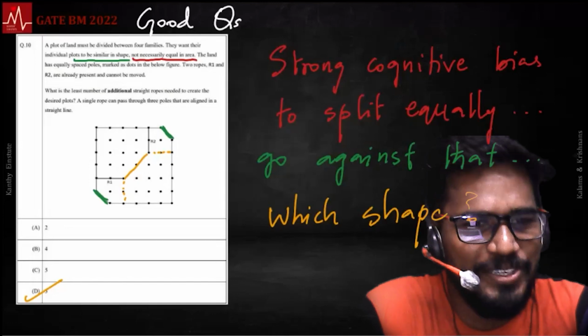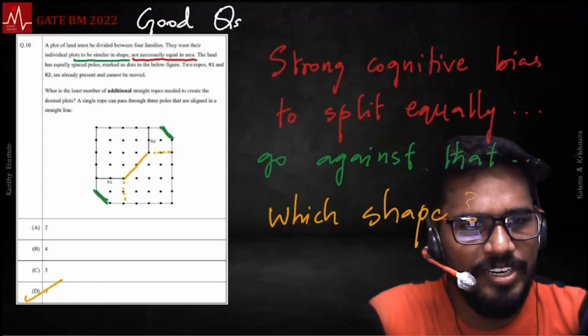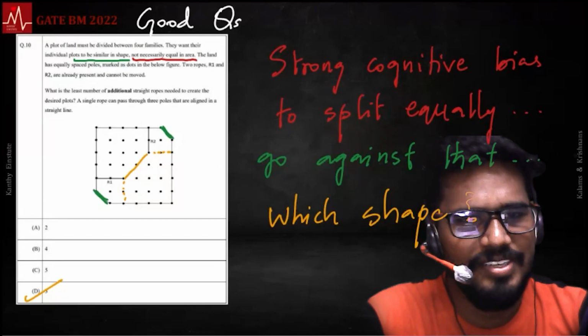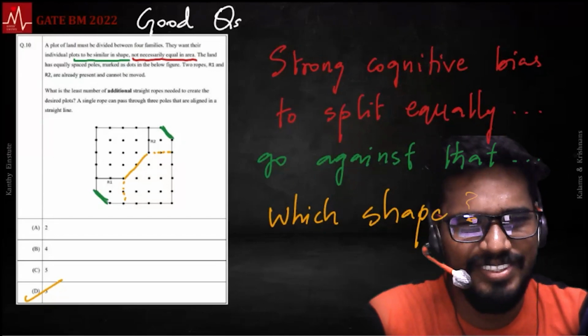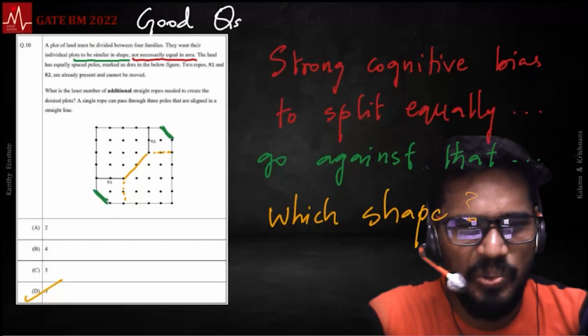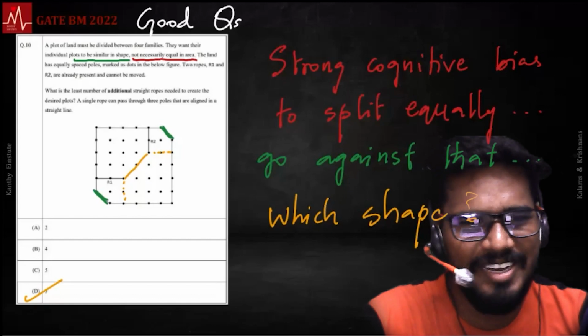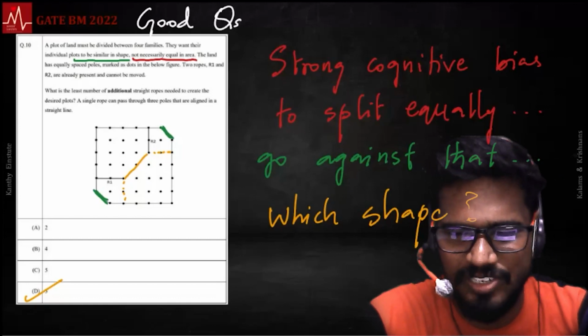Now we have an English issue, it seems. Plot of land must be divided between 4 families. They want the individual plots to be similar in shape, not necessarily equal in area. Now, is it like pairs similar in shape? No. When it says similar in shape, the plots need to be similar in shape. 3 at a time, 2 at a time. No such distinction is made. With that ambiguity, it's best to assume all 4 are similar in shape.